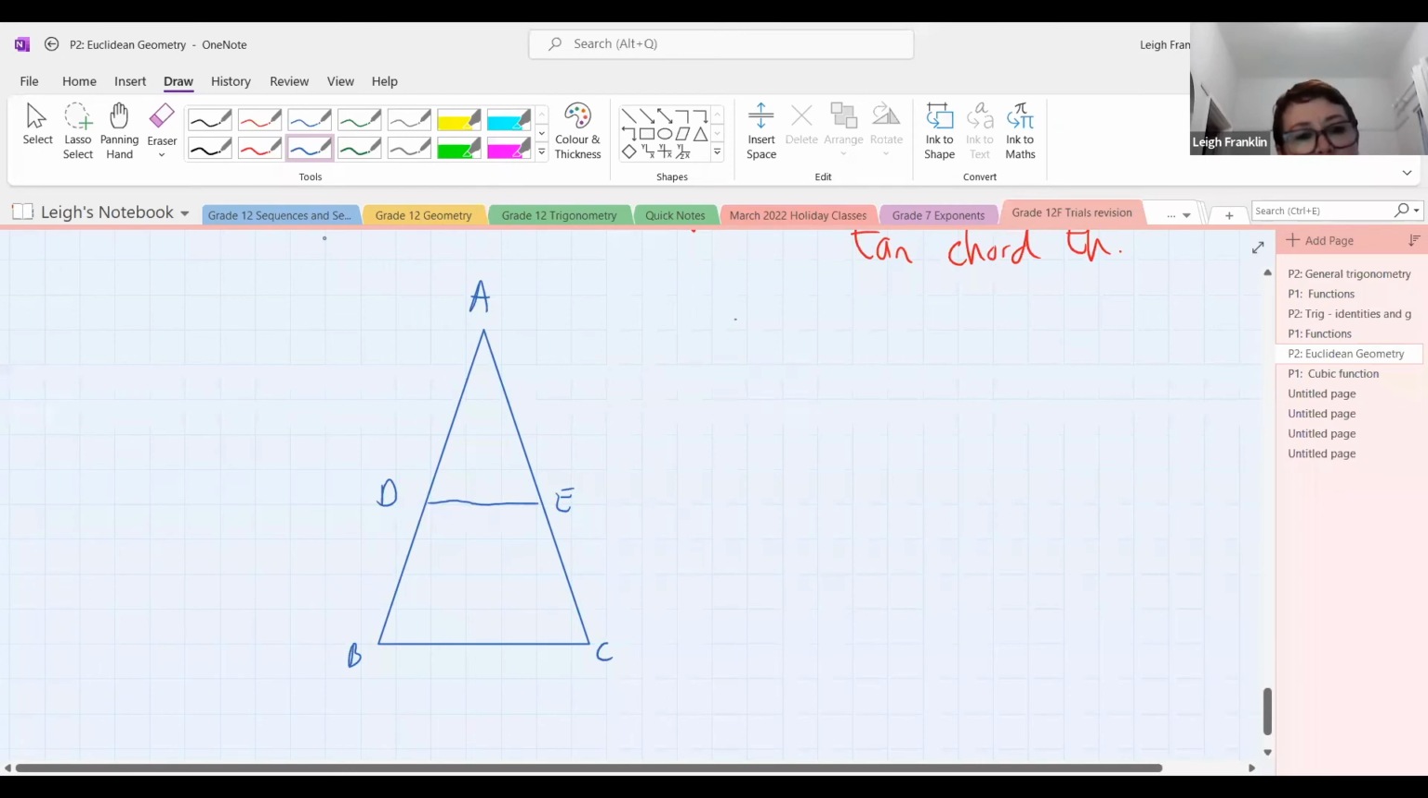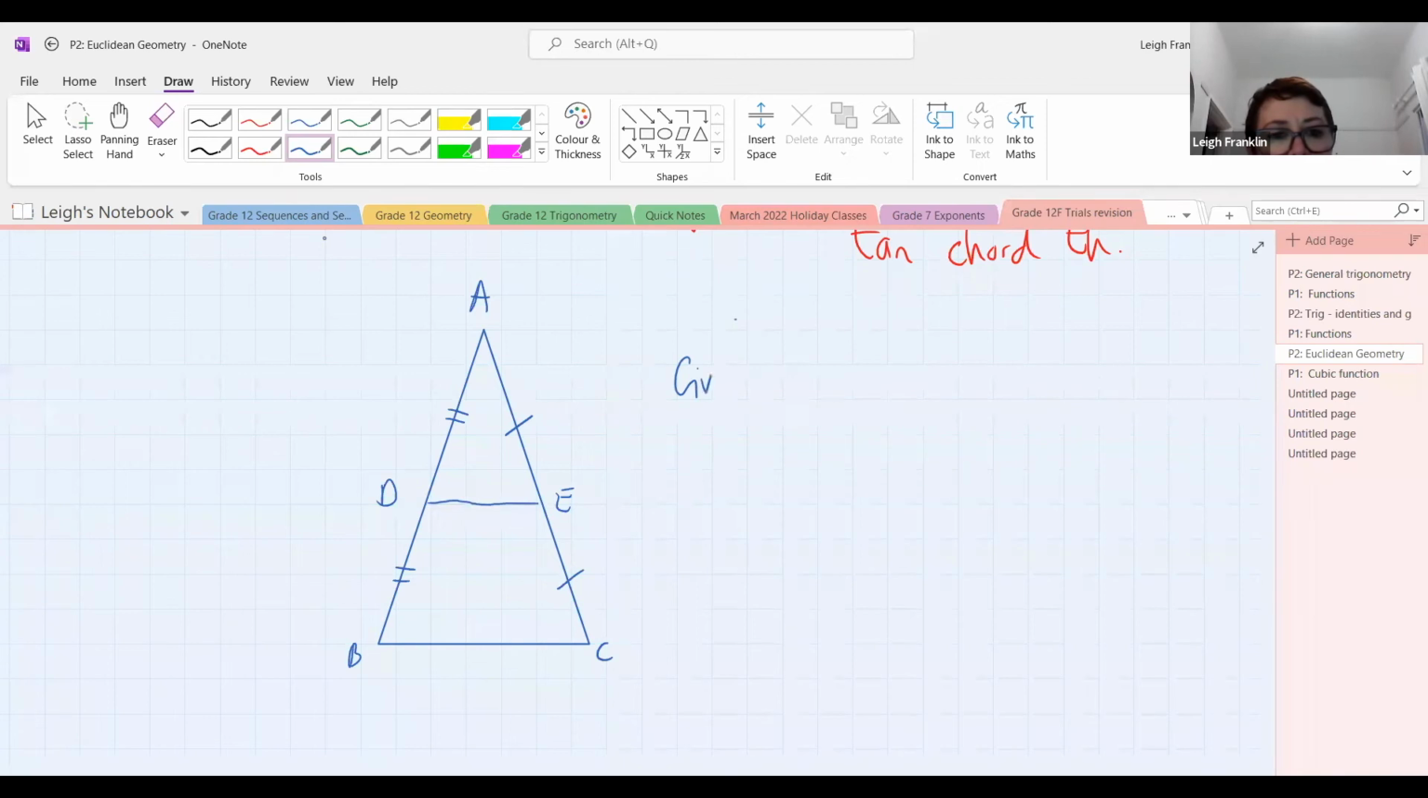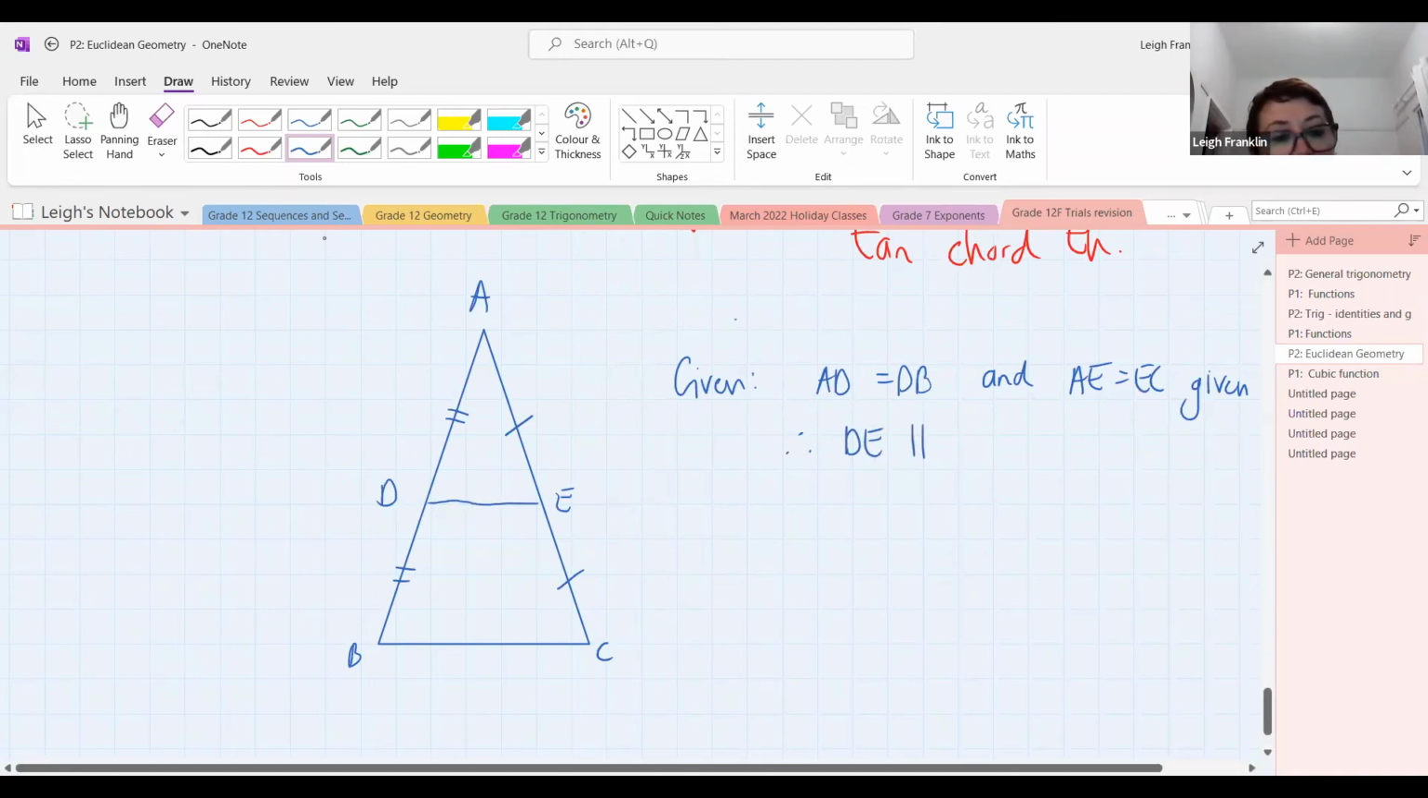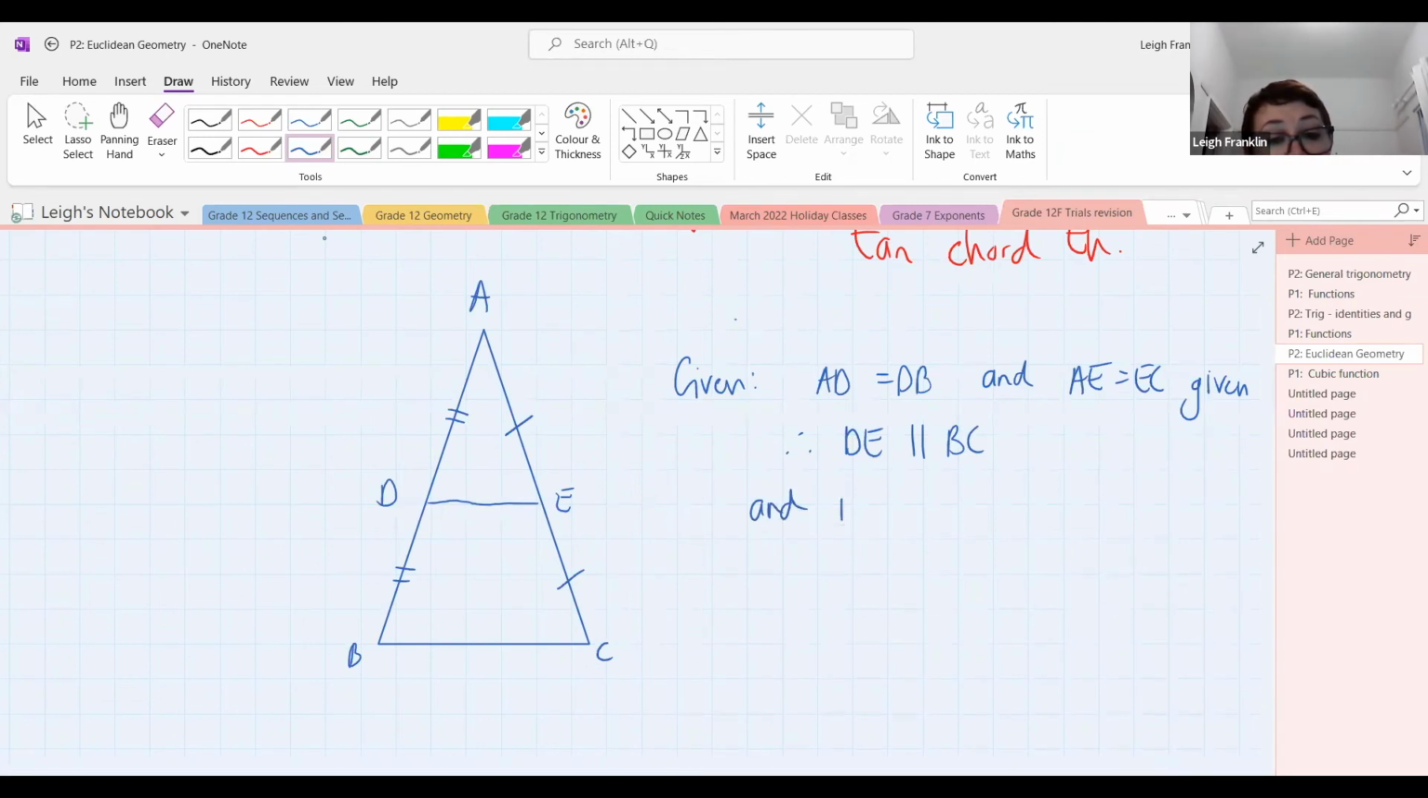So in other words, if you've got AD equals DB and AE equals EC, so you have to be given two midpoints. AD equals DB and AE equals EC. That's given to us. Therefore, we are allowed to conclude two things. First, DE is parallel to BC. The second thing we're allowed to conclude is that DE is half of BC.